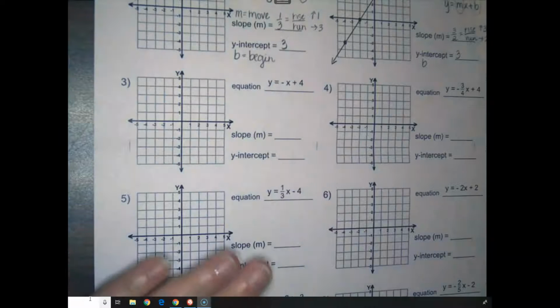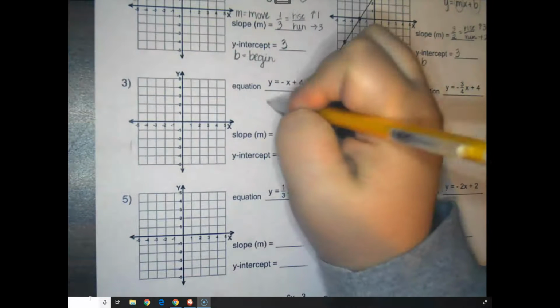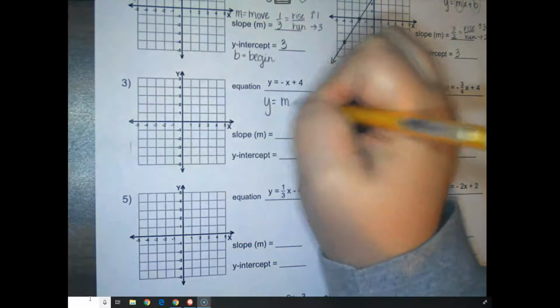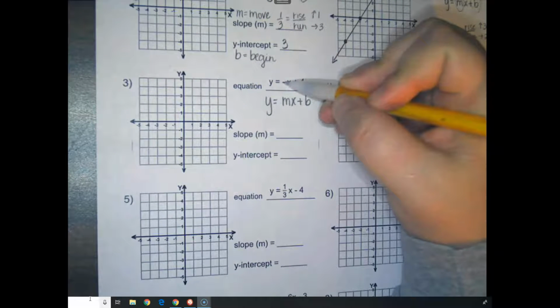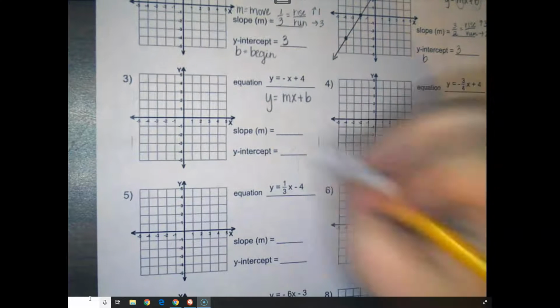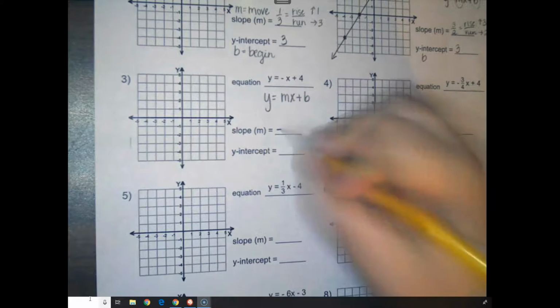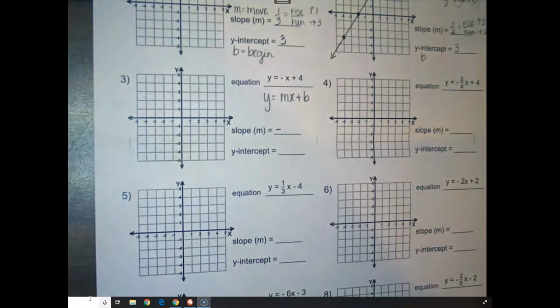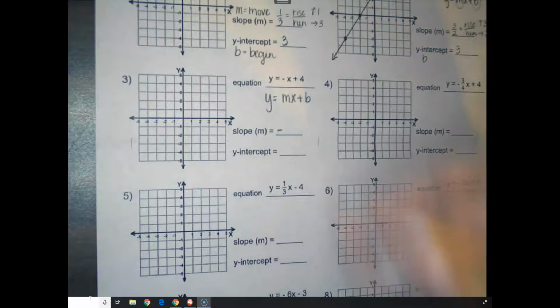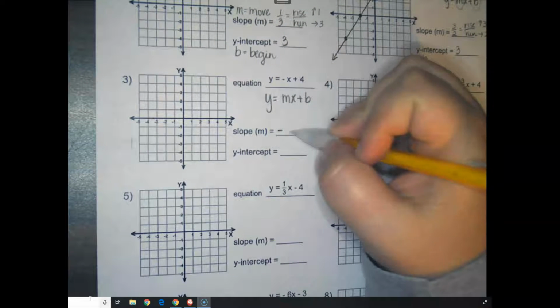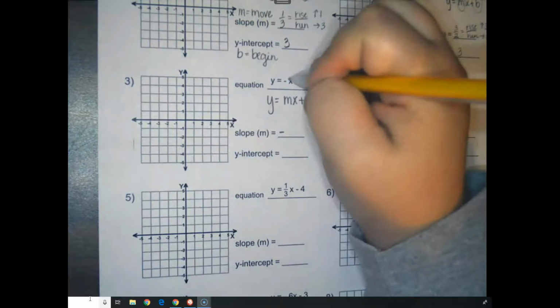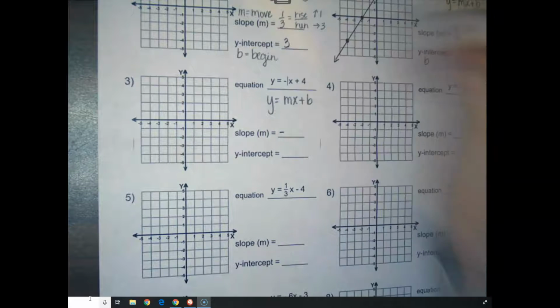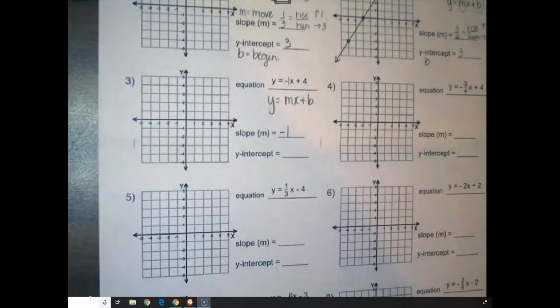All right, number 3. We have y equals mx plus b. So if I look, there's nothing except for a negative. So I've had lots of students who have just told me, okay, my slope must be negative. Well, that's right, it's going to be negative, but I need a number. And I've had some people tell me negative x, but that's not true either, because our variable, that x, is not our slope. Our slope is the number in front of it, which is an imaginary 1. So our slope is negative 1.